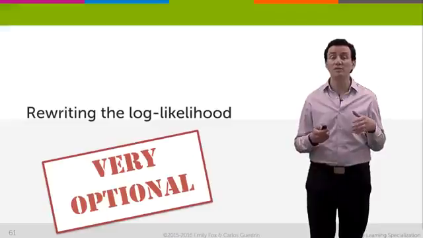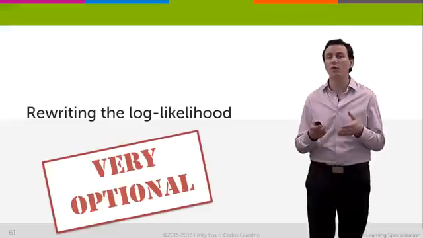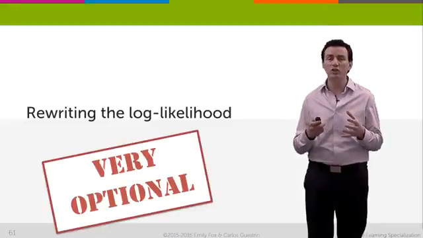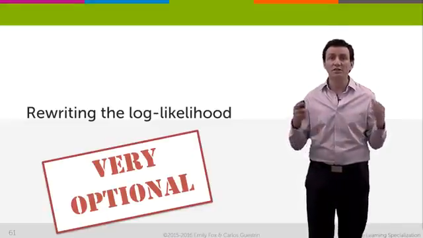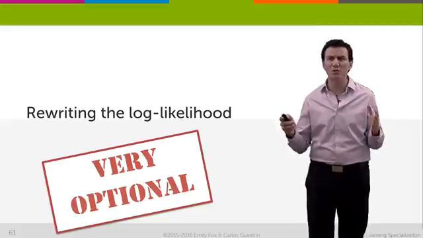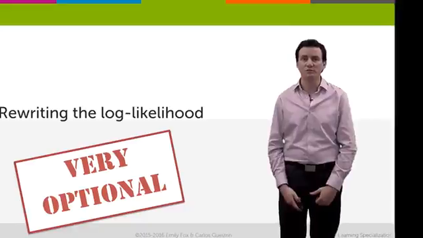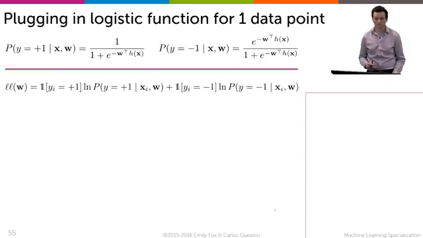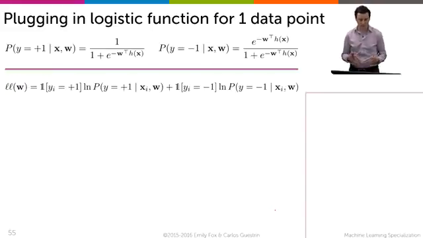We've now seen how to express the probability of y equals +1 and the probability y equals -1, and we're going to plug those into the log likelihood before we take its gradient. This is still part of that very, very optional derivation that we're doing of the gradient of logistic regression. Now we have the probability y equals +1 and the probability y equals -1. We can go ahead and plug those into our log likelihood function, with the indicators and all that good stuff. Let's see what happens.